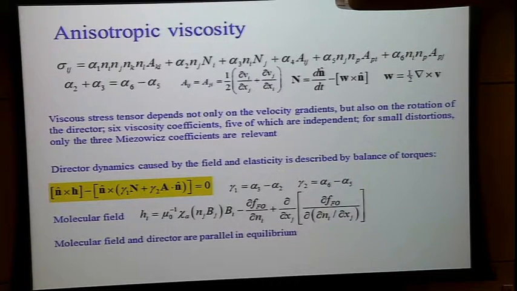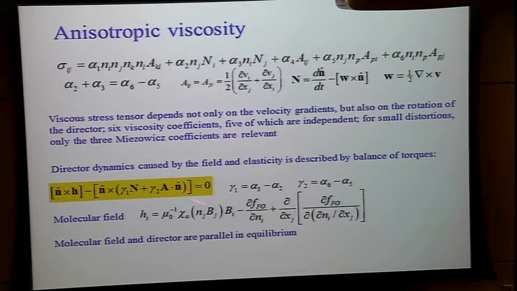I am not going to derive it from the first principles. You can find textbooks that do this. But it's basically telling you that the dynamics is defined by the balance of torques. The torques that come in the first expression are nothing else but the torques associated with the elasticity and action of the external electric field, body forces, such as electric field that acts on the dielectrically anisotropic liquid crystal.